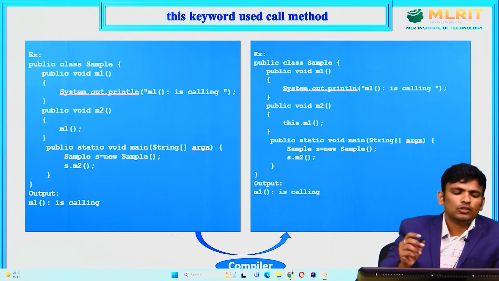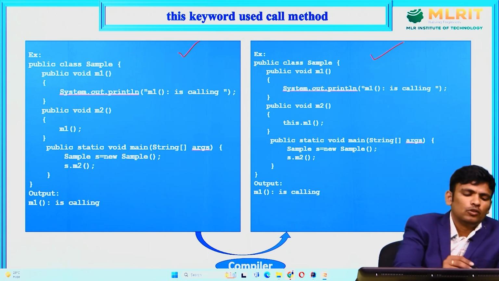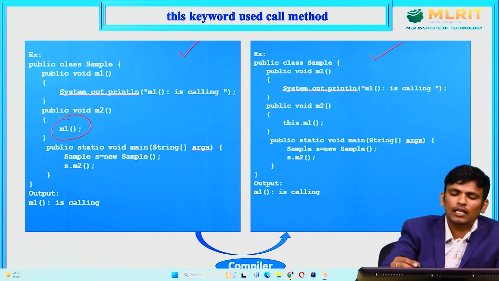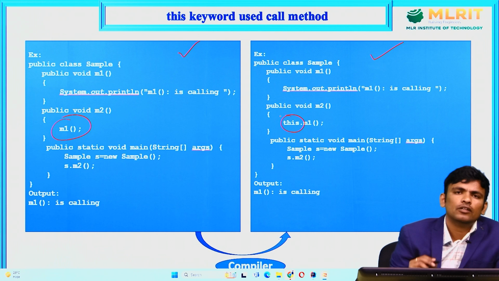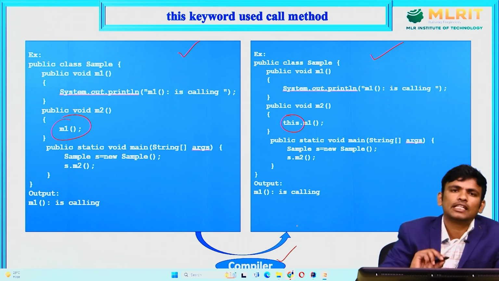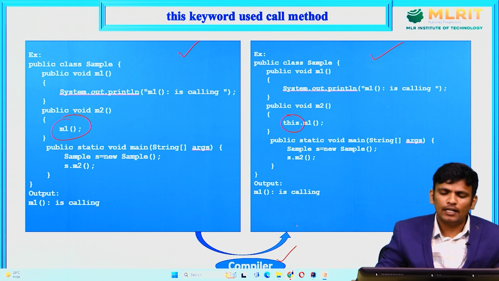See here, this program and this program are exactly the same. If you are not using this also it will work. The compiler automatically adds this here. So there is no need to use this actually. Even if you are not using this, the compiler will add the this keyword during compilation itself.